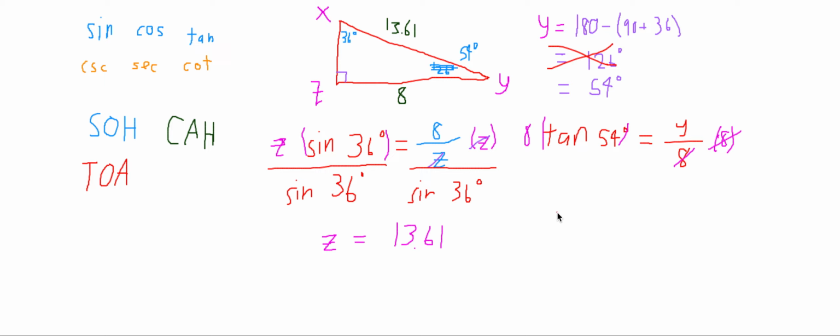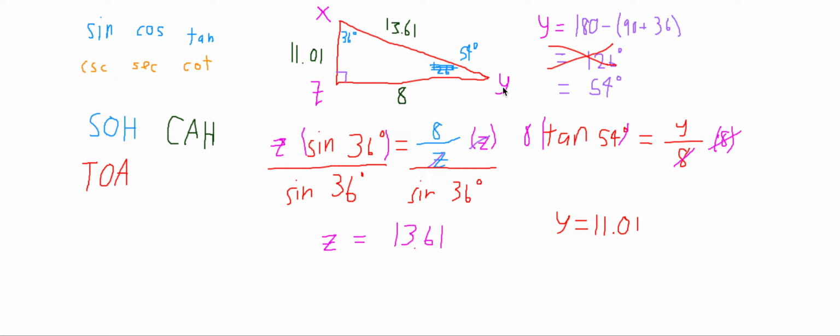But if you want to approximate it, you will have to use a calculator for this one. And if you multiply 8 by the tangent of 54 degrees, you get 11.01. So that's going to be side y right here. And that's how you solve a triangle with missing sides.